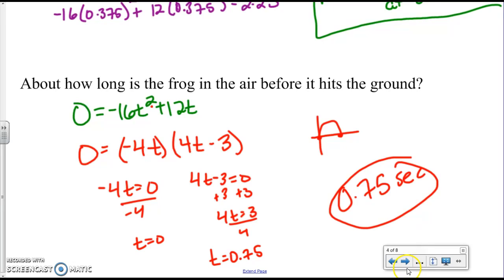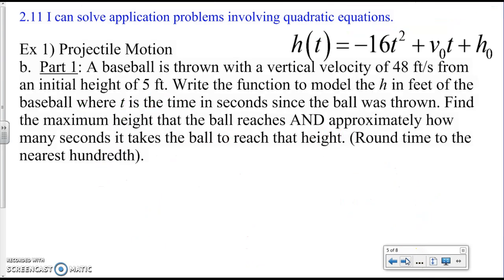Okay? So anytime you see maximum, think vertex, and anytime you see how long does it take before it hits the ground, set it equal to 0. Okay? Let's do one more, and then there's one for you to try.